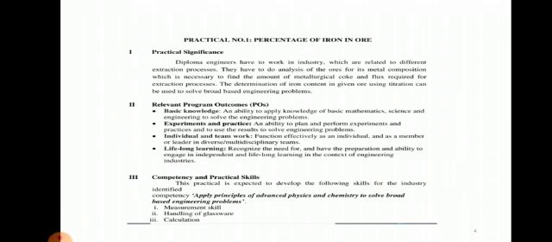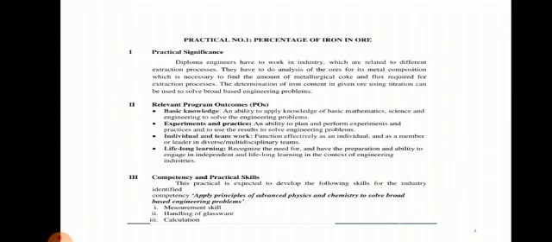So when diploma engineers have to work in an industry, they have to learn different extraction processes, how to remove pure metal from the ore. That is called metal extraction or metallurgy. But before extraction, we must know how much metal or iron is present in a given ore. Then only we will perform the extraction.